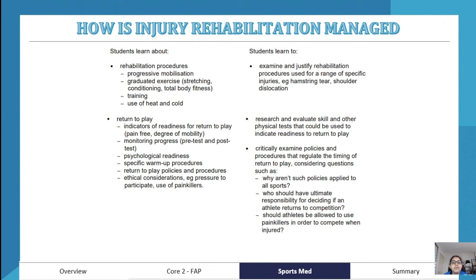We look at specific warm-up procedures, so very similar to factors affecting performance, and also ethical considerations. So here you look specifically at the use of painkillers and how a lot of athletes had been consuming painkillers to come back earlier, but that in the long term injured them and affected their overall well-being.